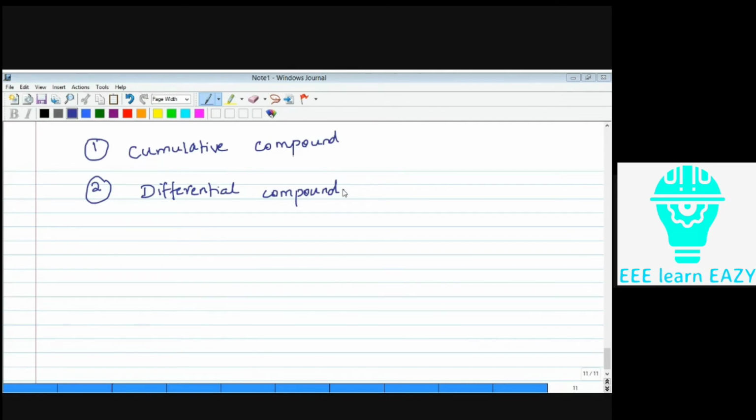Now we have to talk about the torque and speed equations. So the next topic is torque and speed equations.